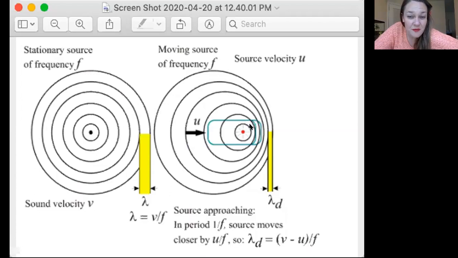Well, if you have peaks close together, then you're going to have more peaks per second, which means you're going to have a higher frequency. And if your peaks on the other side are further apart, that means you're going to have less per second, which means a lower frequency. And that's why ambulance sirens sound higher as they're approaching you and lower as they leave. It all has to do with their movement and what that does to their frequency.